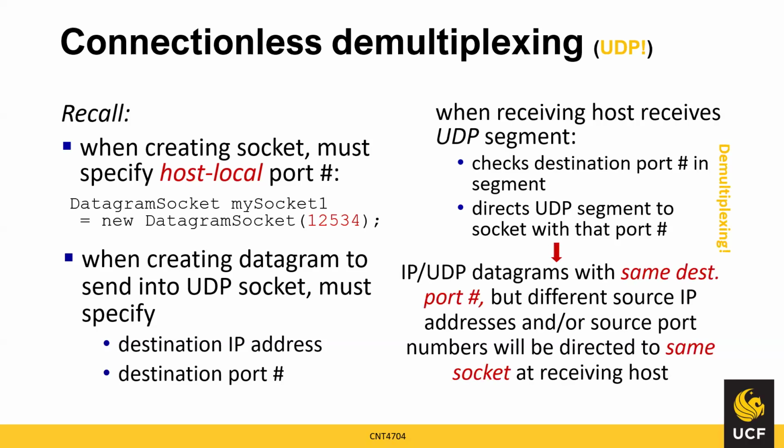But most importantly, if multiple clients send datagrams to the same destination port number, even with different source IPs, do they all get directed to the same socket at the receiving host? The idea is that UDP demultiplexing is based only on the destination port number. It does not use the source IP or port number. That's why we said it's not reliable in that sense.